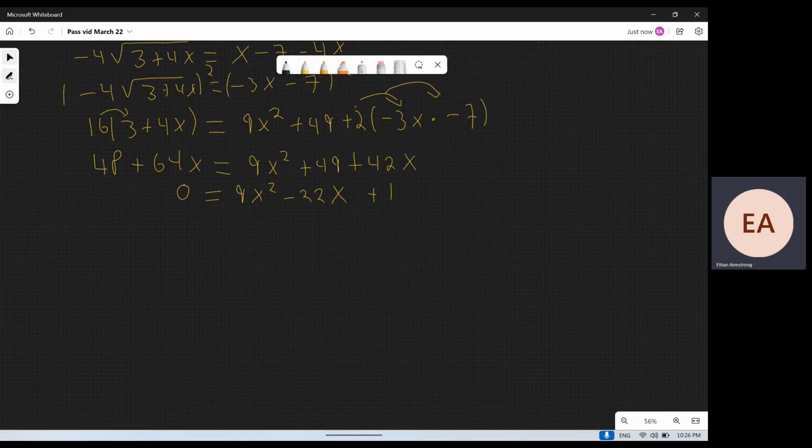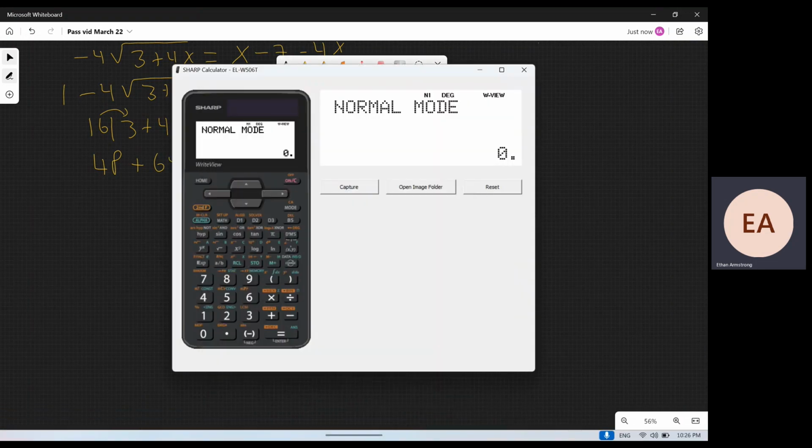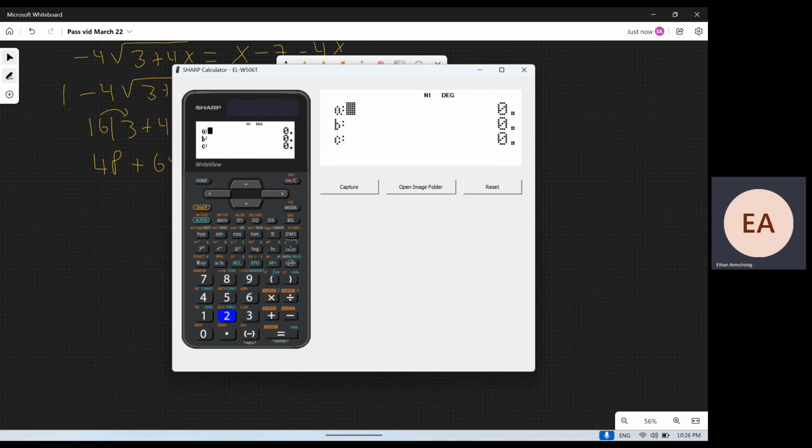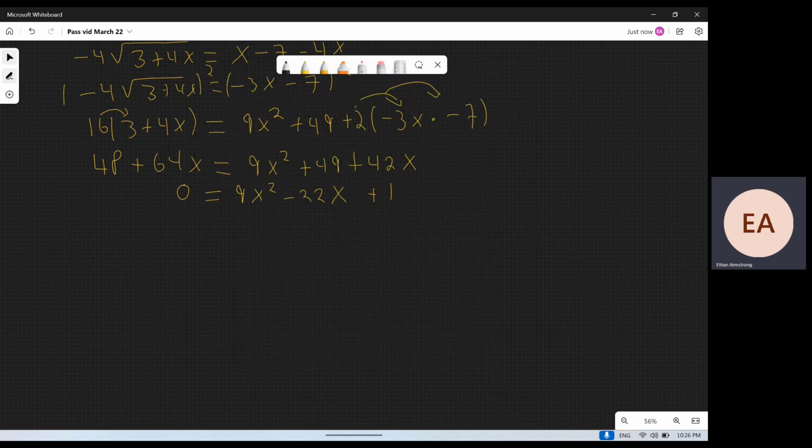So we have 9 for our A value, negative 22 for our B value, and 1 for our C value. So we go to mode, 4 for equation, 2 for quadratic, and then we have our 9 for A value equals, negative 22 for our B value. And finally, for our C value, it is 1. And we get x equals, we'll just round that up to, 2.4 and 0.046.